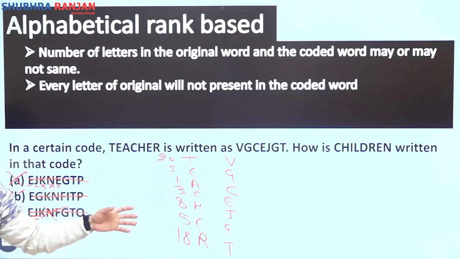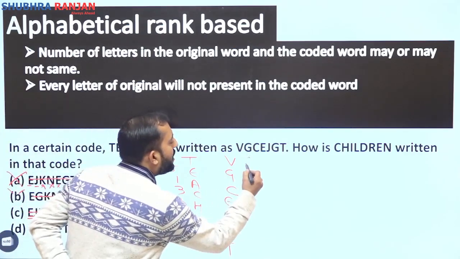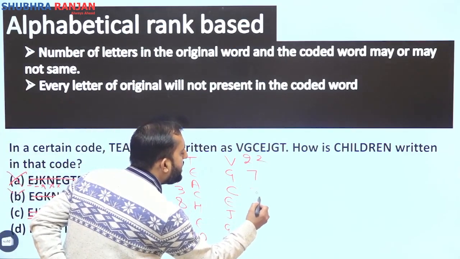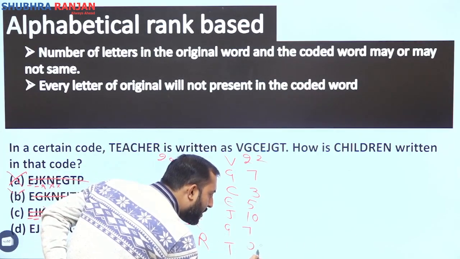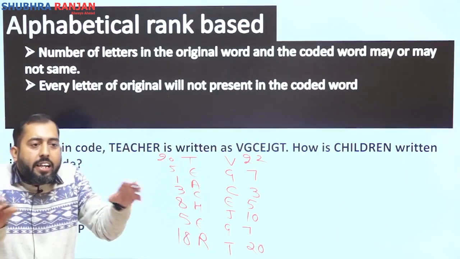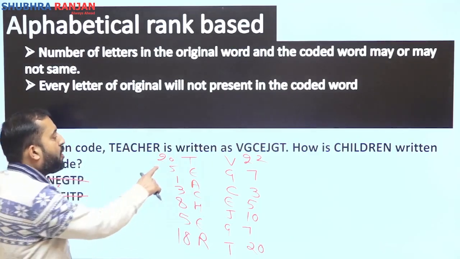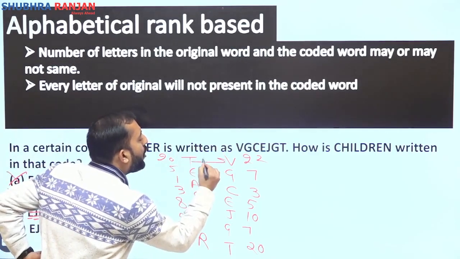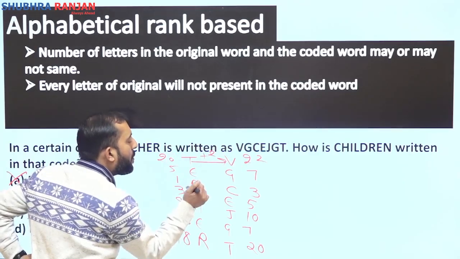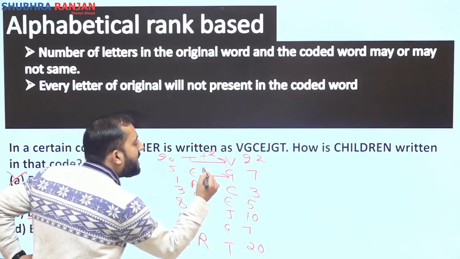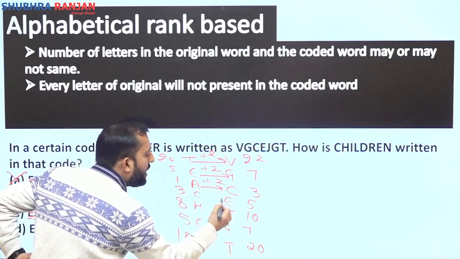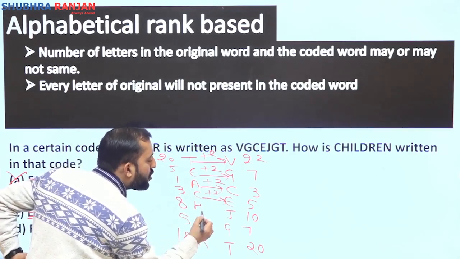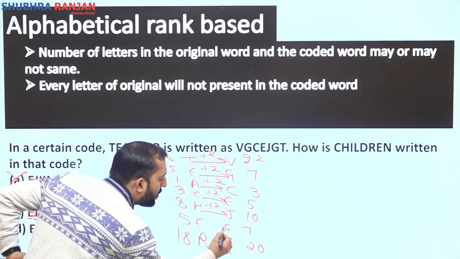We just memorized them, okay. B is 2, G is 7, C is 3, E is 5, J is 10, G is 7, T is 20. Now I can relate numbers easily. See, 20 to 22, plus 2 is going on. 5 and 7, plus 2. 1 and 3, plus 2. 3 and 5, plus 2. So everywhere plus 2 is going on.